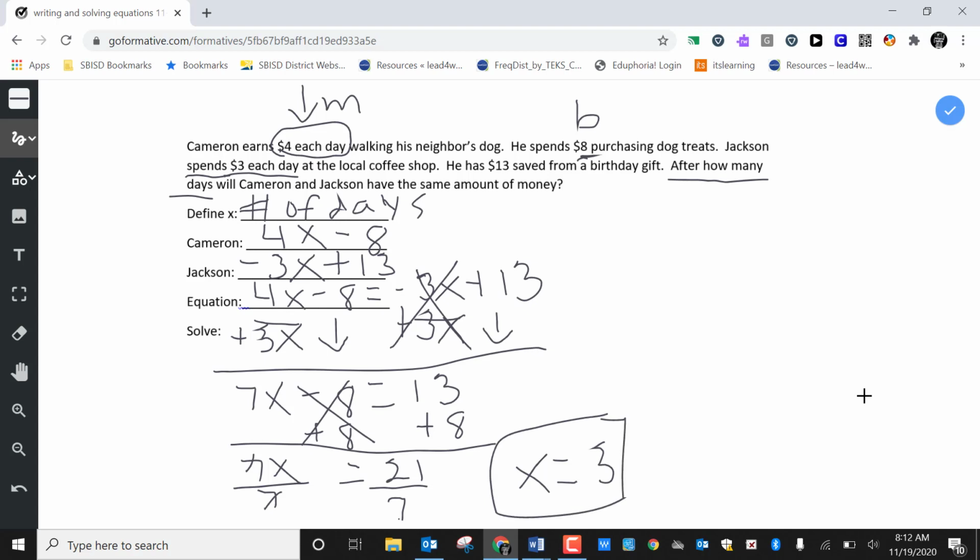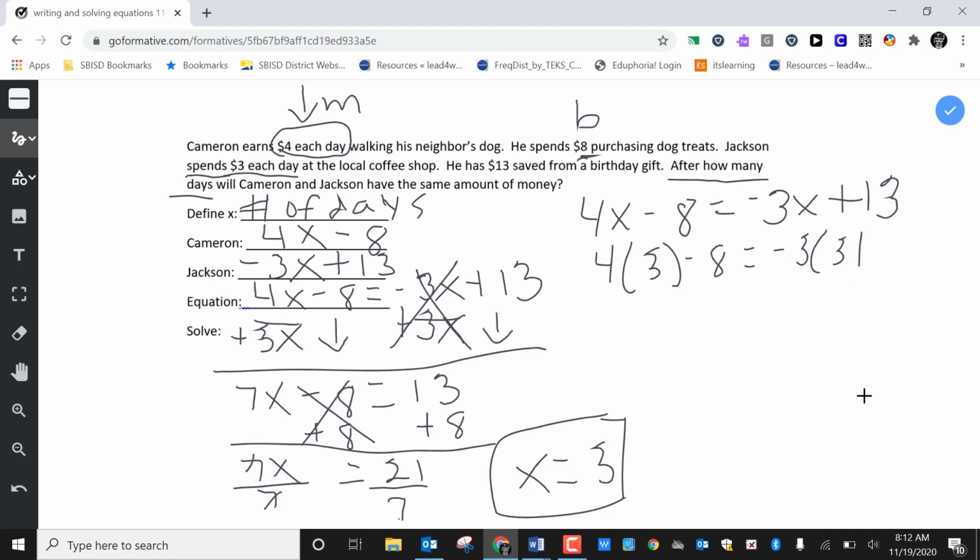Okay, I want to check to make sure that 3 makes sense. So I'm going to go back to my original equation. And I'm going to substitute 3 in every time I see x. So 4 times 3 minus 8 equals negative 3 times 3 plus 13. 4 times 3 is 12 minus 8 equals negative 3 times 3 is negative 9 plus 13. 12 minus 8 is 4. Negative 9 plus 13 is 4. So that tells me that x equals 3 is correct.